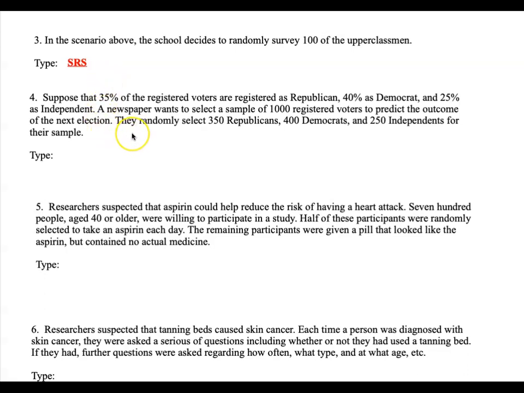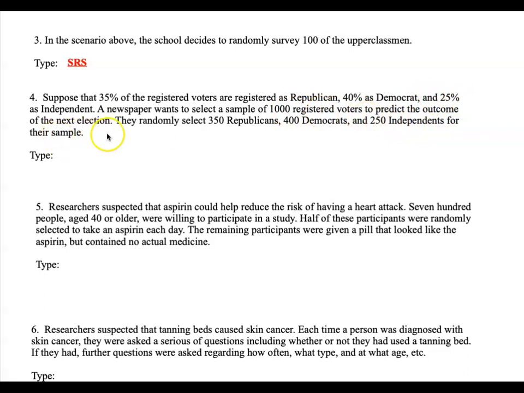Number 4, suppose that 35% of the registered voters are registered as Republican, 40% as Democrats, and 25% as independents. A newspaper wants to select a sample of 1,000 registered voters to predict the outcome of the next election. They randomly select 350 Republicans, which is 35% of the 1,000, 400 Democrats, which is 40% of the 1,000, and 250 independents, which is 25% of the 1,000 for their sample.